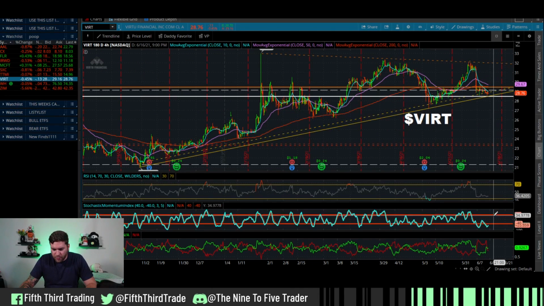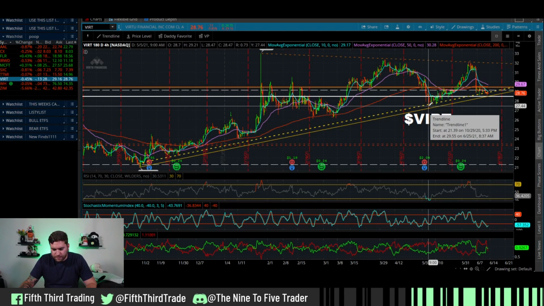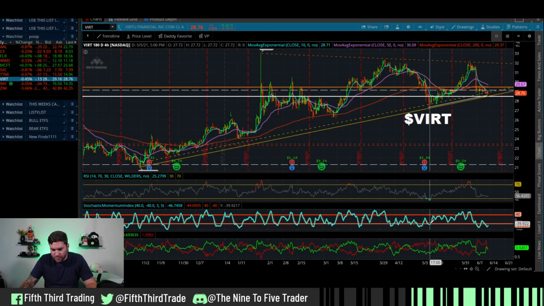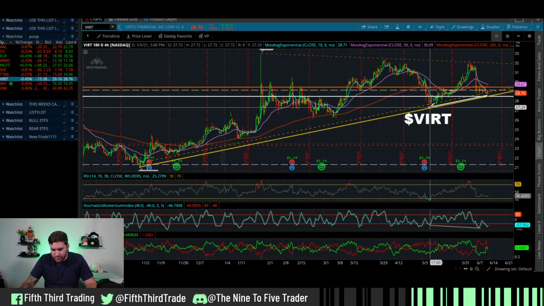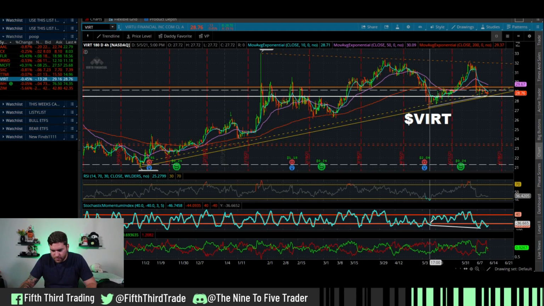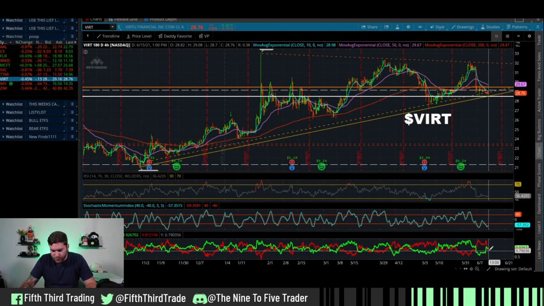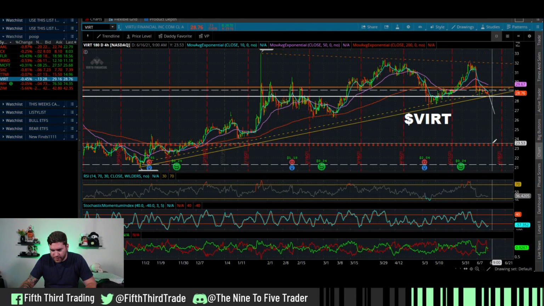RSI, low, right where you want it. Stochastic, low, right where you want it. Again, it's not the clearest divergence, but I mean, it's obviously there. Higher low, lower low. So again, that's a really good looking divergence. Right here, beautiful. Unless this breaks down like this, then it doesn't count, but that's not really likely to happen.